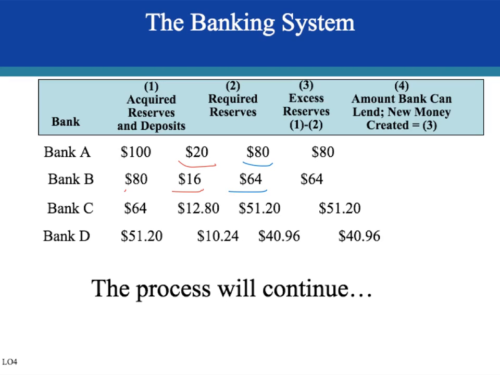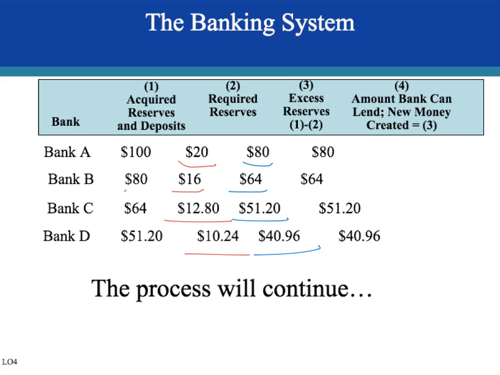So customer C takes that $64 loan, deposits it in their bank. Okay, and so Bank C now has $64 in deposits. They're required to keep $12.80. $51.20 is in excess reserve, so they can loan that out to customer D. Customer D deposits that in their Bank D. Again, required reserve is $10.24. Excess reserve is $40.96.